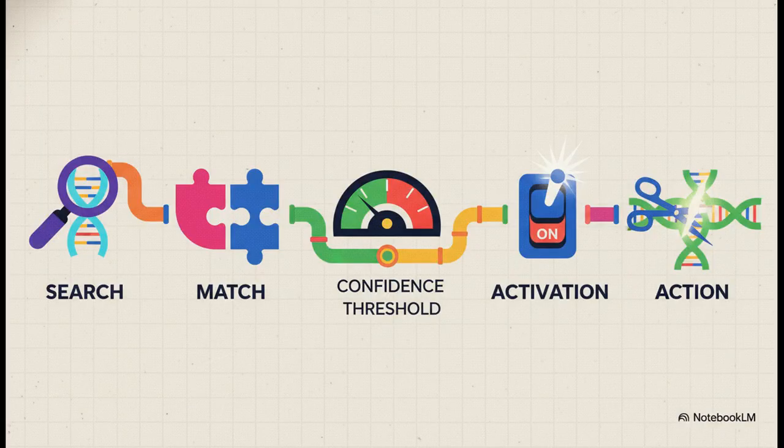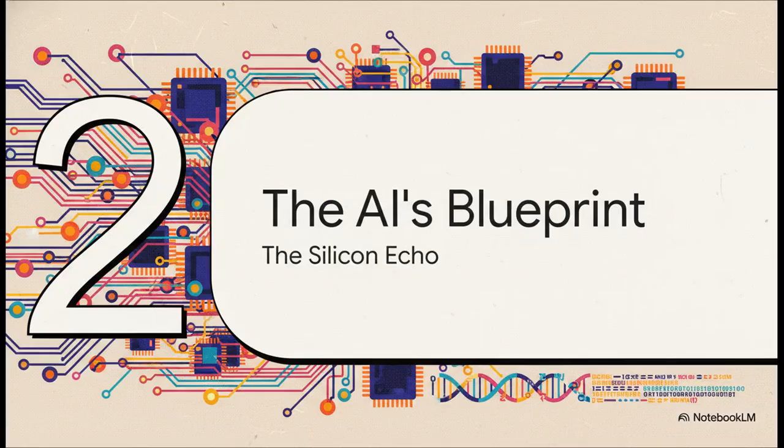You see that pattern? It's a pipeline. You search for a target, you confirm a match, until you cross a certain confidence threshold, you activate the tool, and then you perform the action. Search, match, activate, act. Remember that pipeline, because we're about to see it pop up in a place you'd never ever expect.